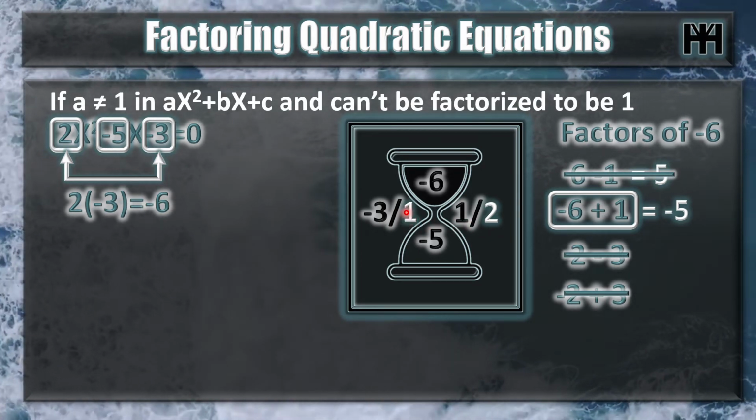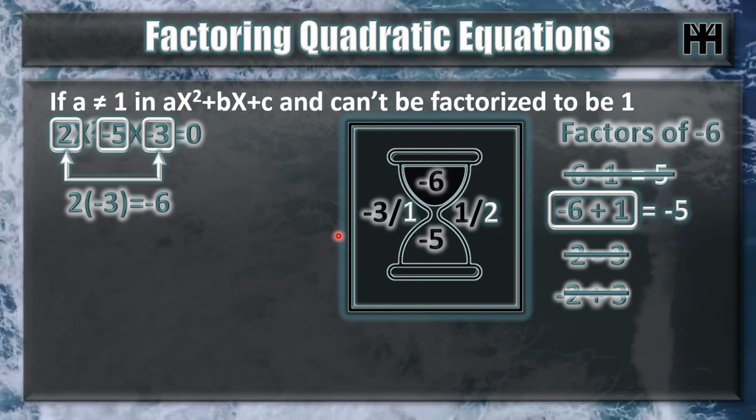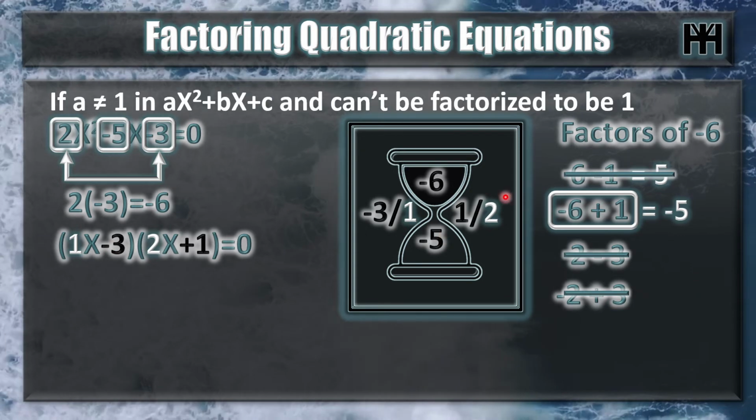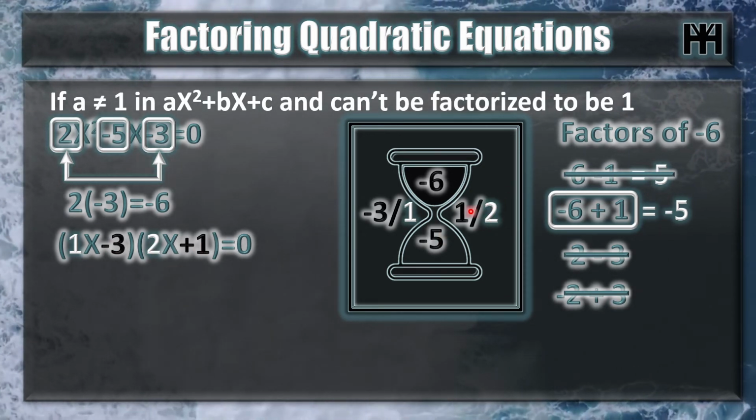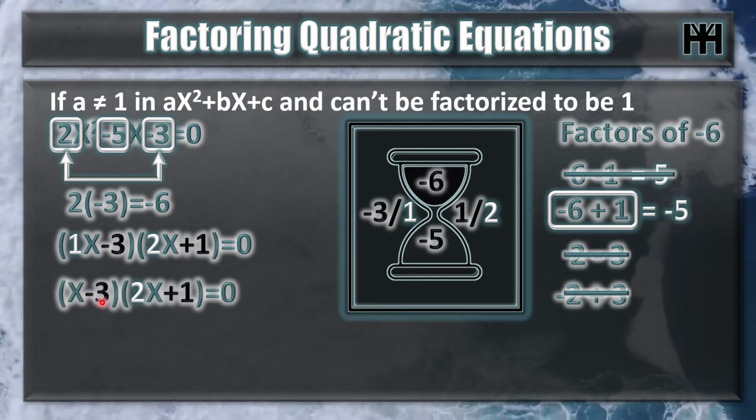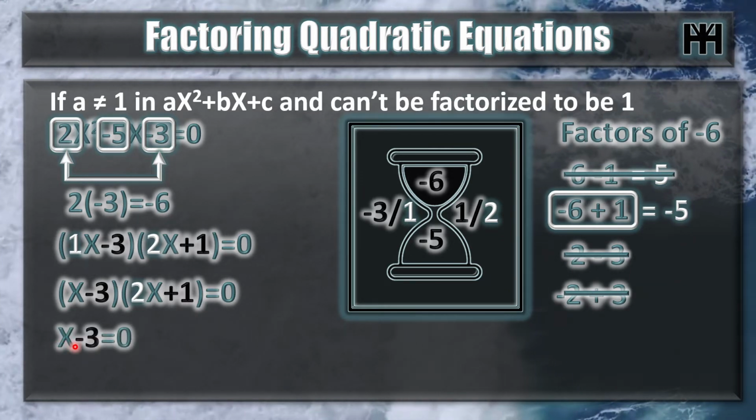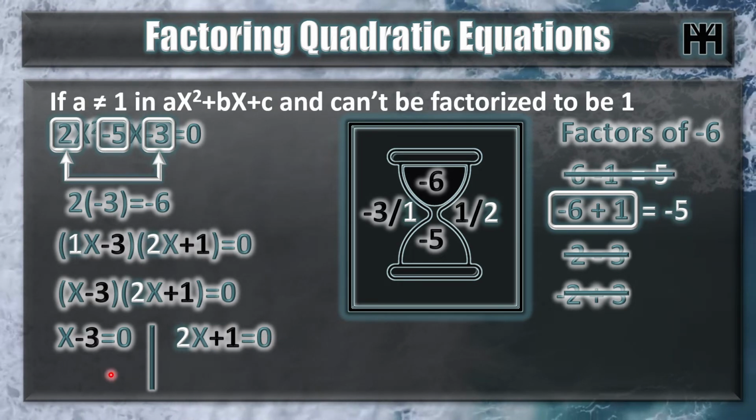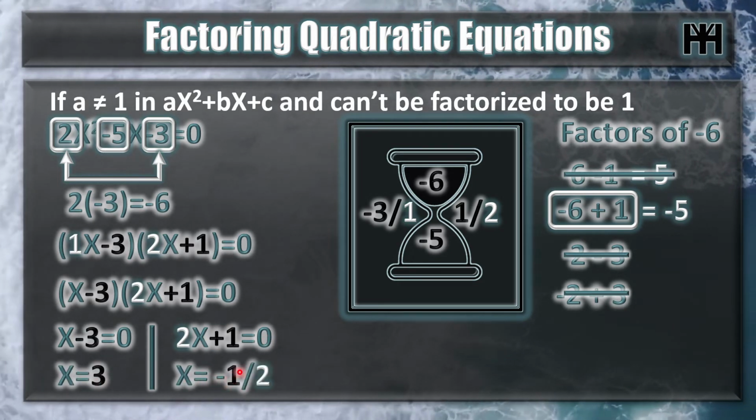So this here will be the coefficient of x. Let's see. We have 1x minus 3, and 2 here became the coefficient of x, plus 1 equal to 0. So we can say x minus 3 and 2x plus 1 equal 0. So we have x minus 3 equals 0 or 2x plus 1 equals 0. So x is equal to 3, and here x is equal to negative 1 over 2.